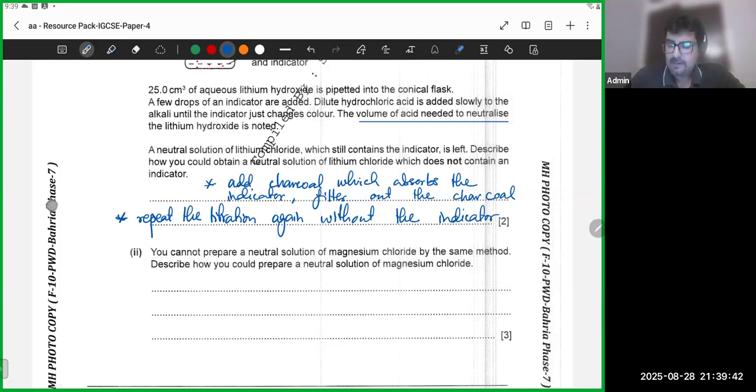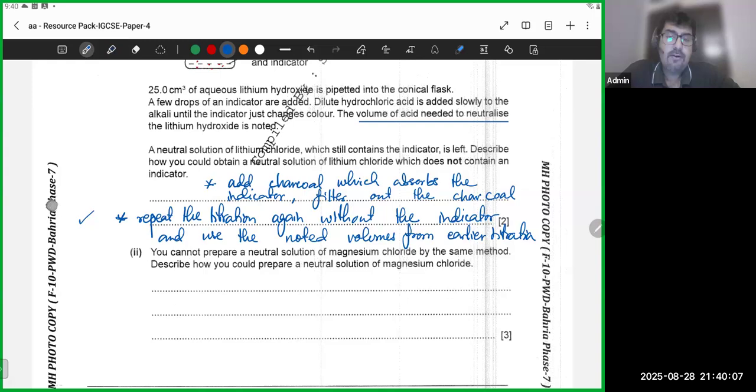You do it without the indicator and use the noted volumes, because now you know what volume is supposed to be added, right? So use the noted volumes from the earlier titration. So I think in this question, he was looking for the second answer because he already noted down the volume. So there were two ways of removing the indicator from the titration.